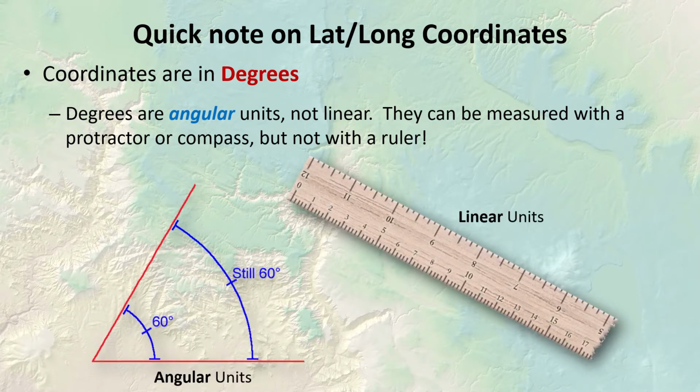And the thing to understand about degrees is that they do not correspond with a linear distance. There is no simple conversion between x number of degrees equals so many miles. Latitude and longitude are an entirely different type of system than a linear coordinate system.